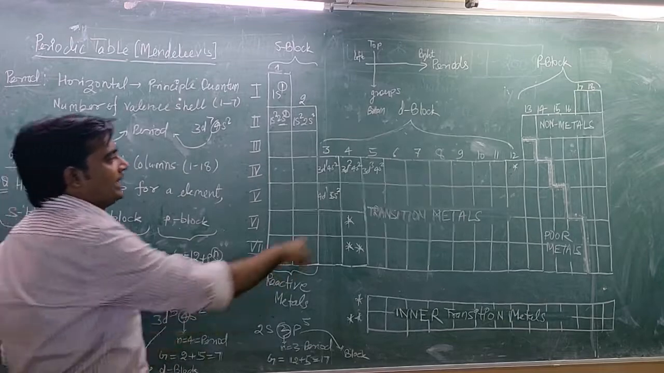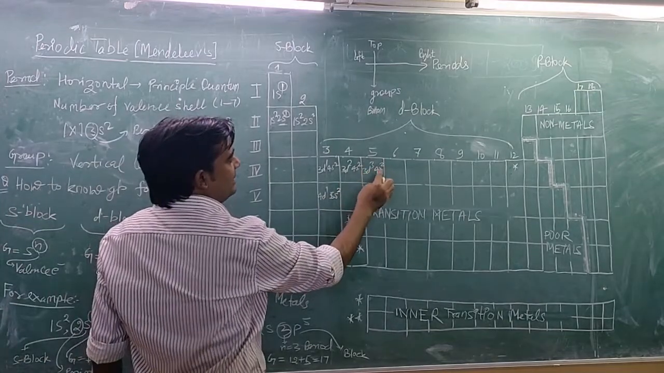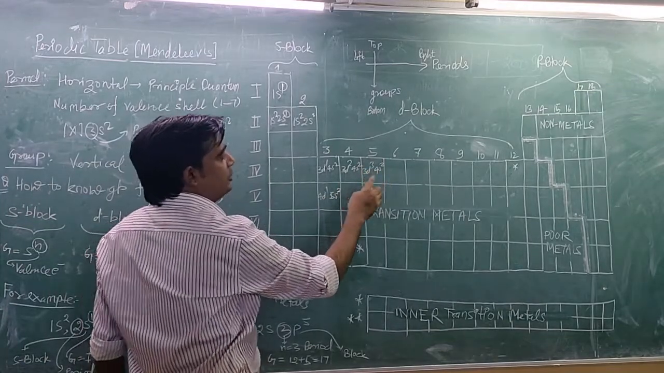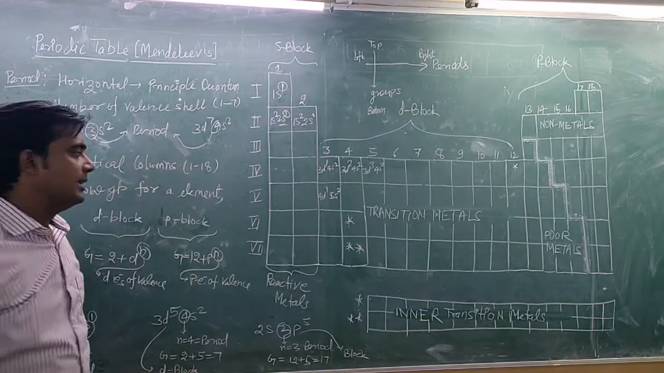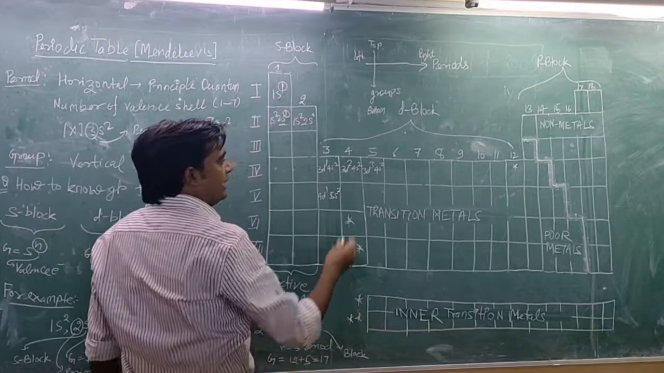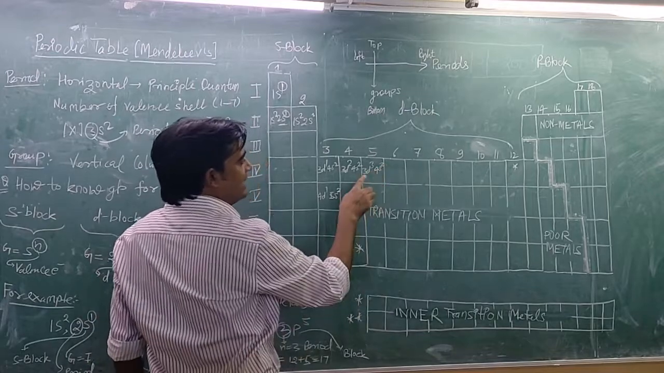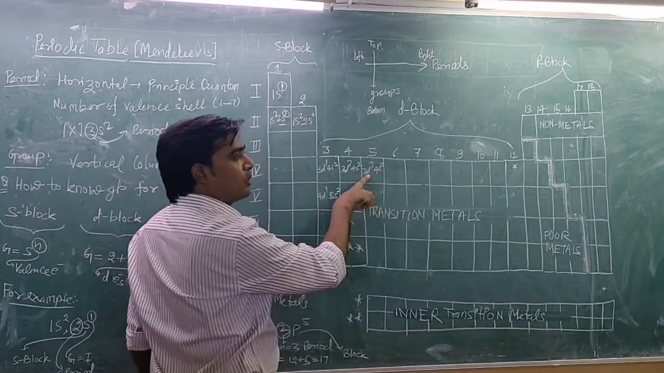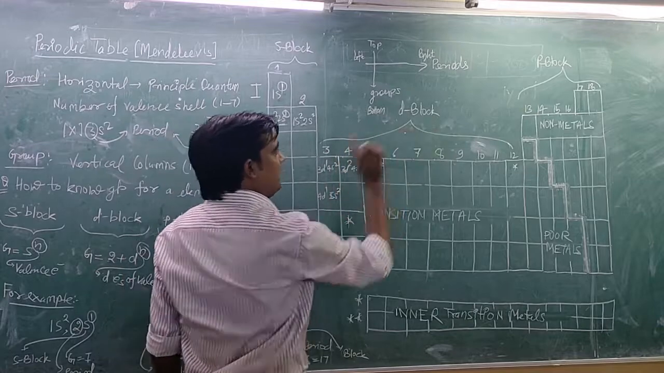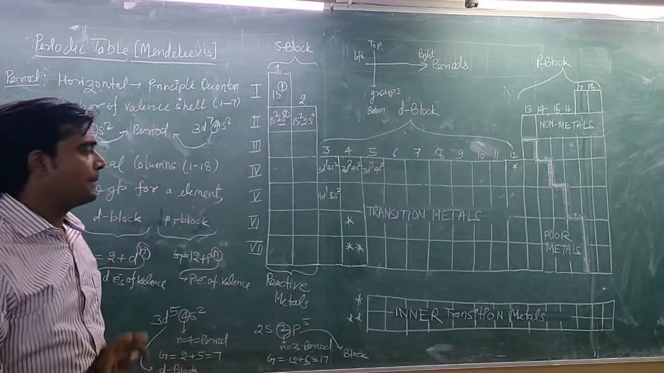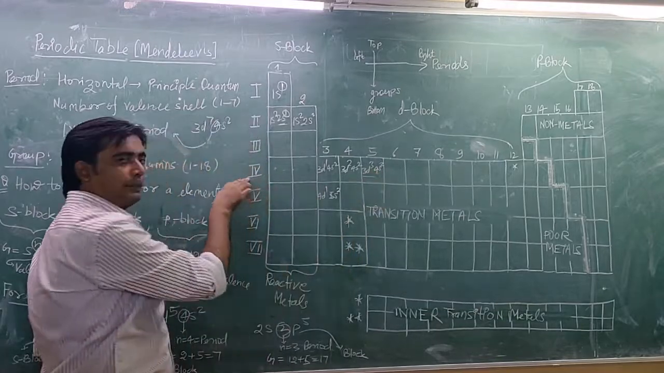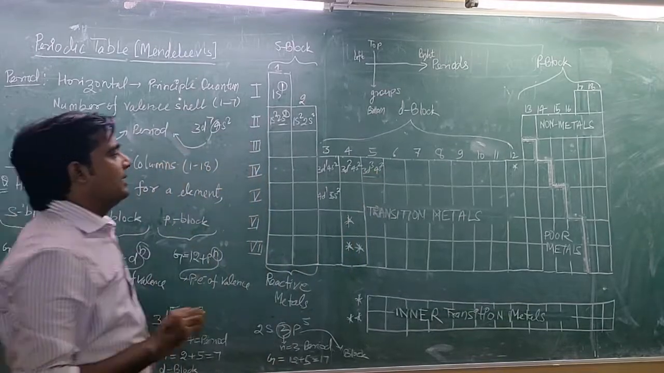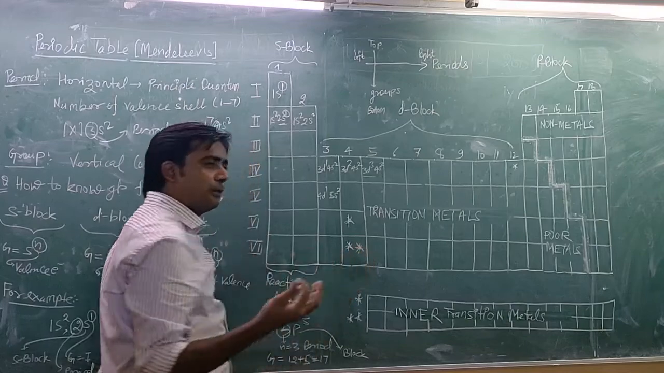If you have this electronic configuration and you need to calculate the group of this element, how can we know? I have already told you that in the valence shell, the last electron belongs to a d orbital, so it is a d block element. The principal quantum number is 4, so it belongs to the 4th period. Now we are going to discuss the group.